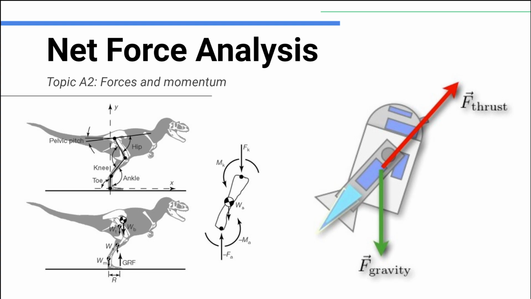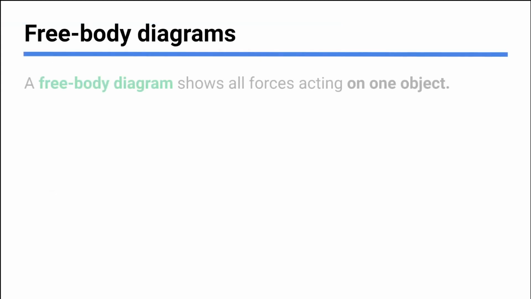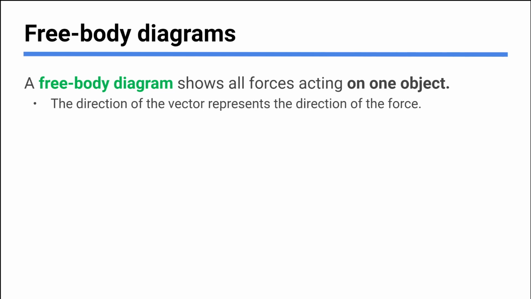So we're going to look at what happens when a bunch of forces are acting on one object and how we analyze that with the beautiful free body diagram. All right, so a free body diagram is the main tool we use when there's forces acting on an object and we want to figure out what that does. We draw a free body diagram. This is a simplified diagram that shows all the forces acting on one object.